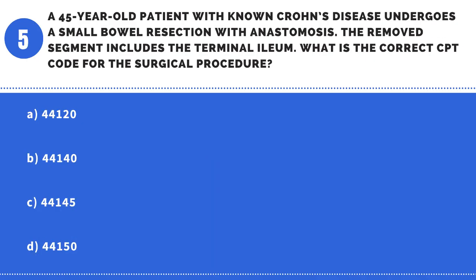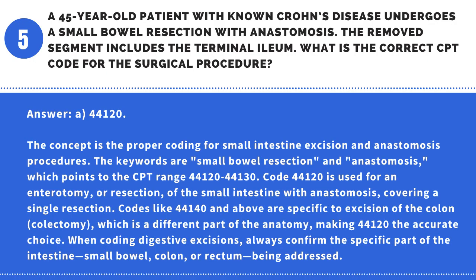Question 5. A 45-year-old patient with known Crohn's disease undergoes a small bowel resection with anastomosis. The removed segment includes the terminal ileum. What is the correct CPT code for the surgical procedure? A. 44120. B. 44140. C. 44145. D. 44150. Answer: A.